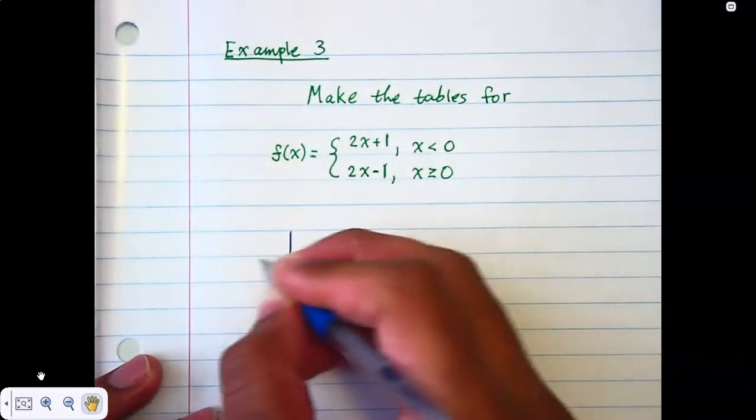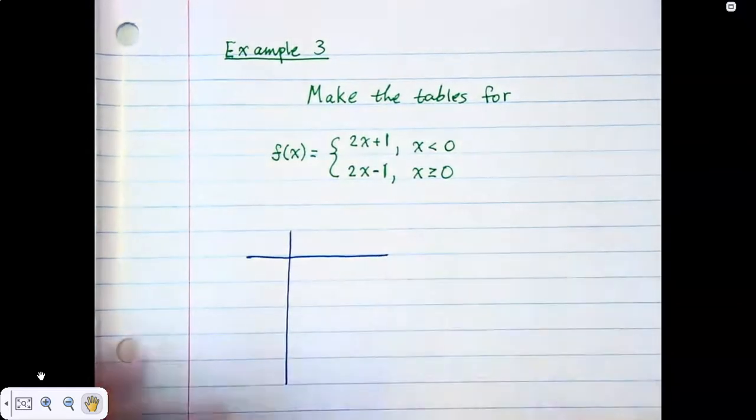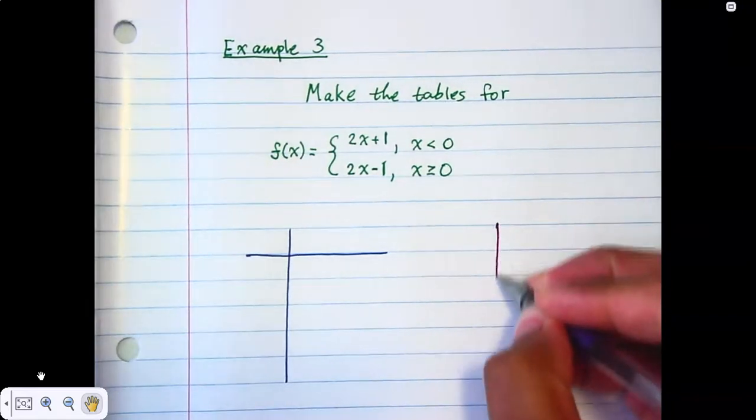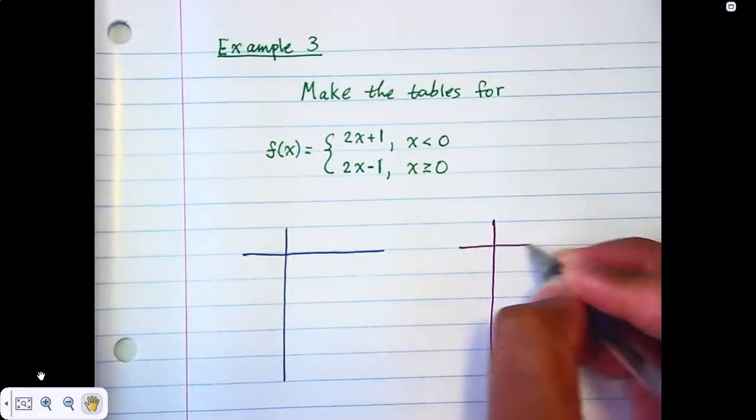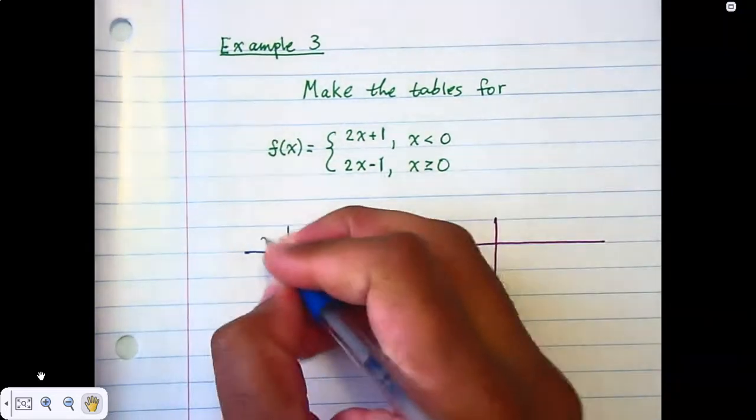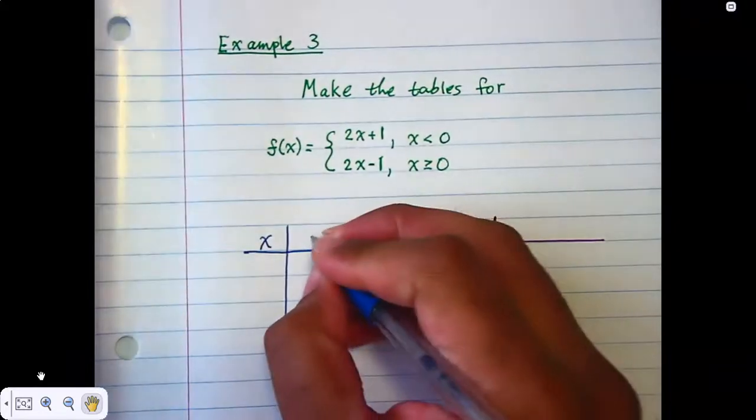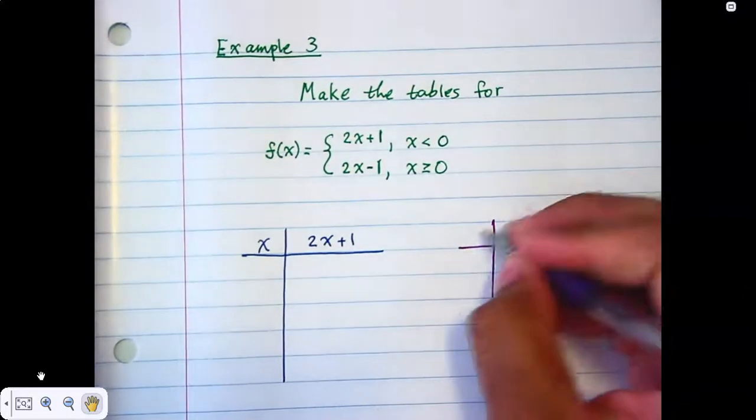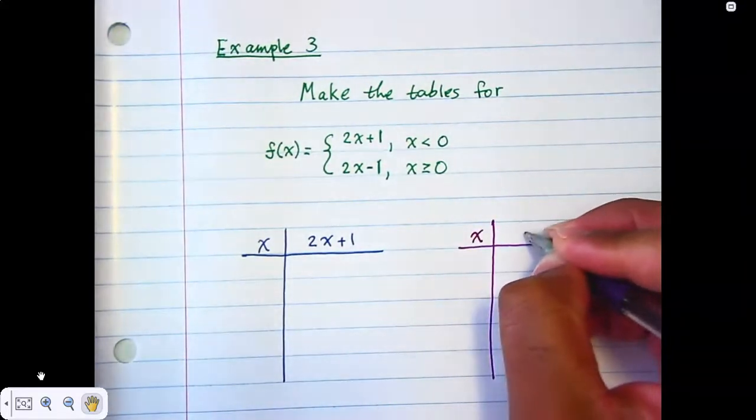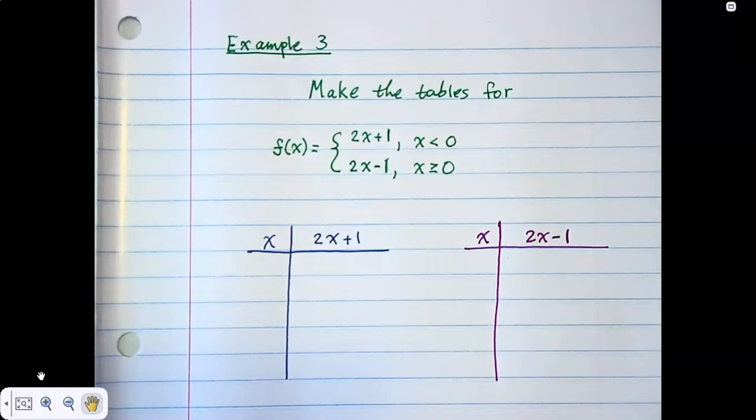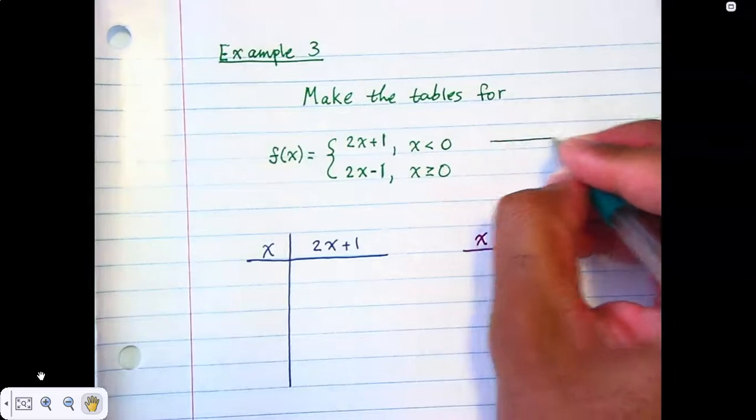Again, we're making two different tables. And for each one of these tables, we know x comes here first. We know the equation comes second. And 2x minus 1. All right, so we get those going on, and we're going to look at the number line real quick to again make sure that we remember what numbers go there.